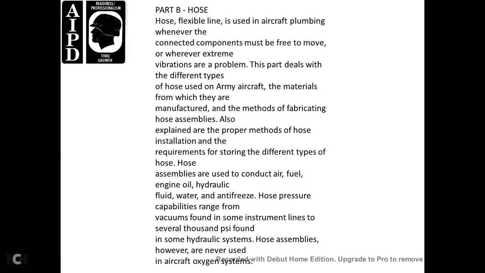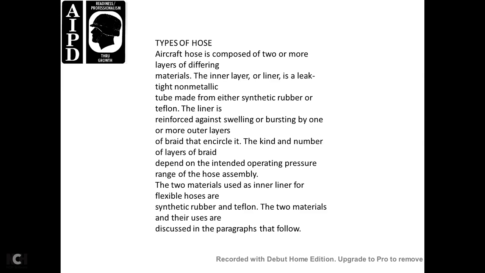Hose assemblies are used to conduct air, fluid, engine oil, hydraulic fluid, water, and antifreeze. The hose pressure capability ranges from vacuum, found in some instrument lines, to several thousand psi, found in some hydraulic system hose assemblies. They are never used in the aircraft oxygen system.